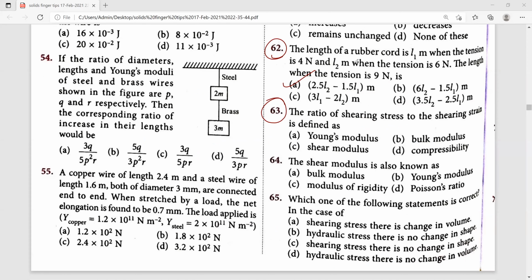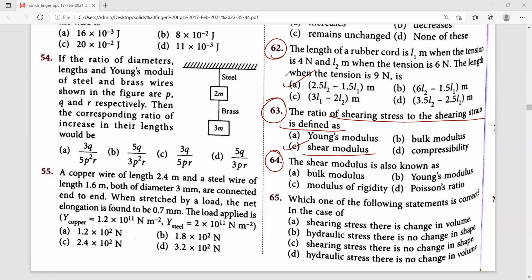Next, 63, it is very easy, based on theoretical concept only. The ratio of shearing stress to the shearing strain is defined as what we are going to call shear modulus. Right answer for 63rd one is C. Good, Ashwini and Bhavya answered right.